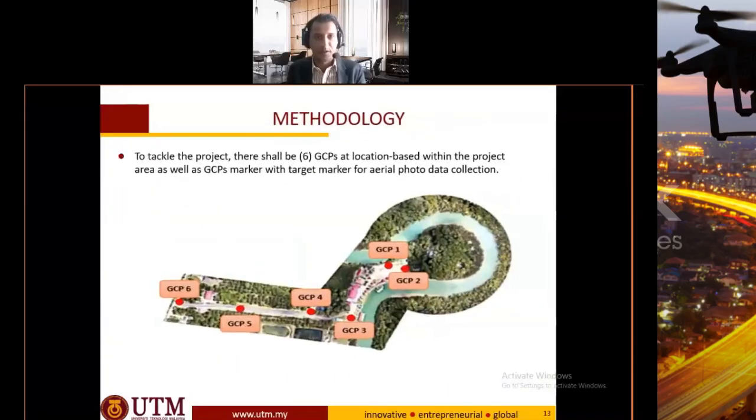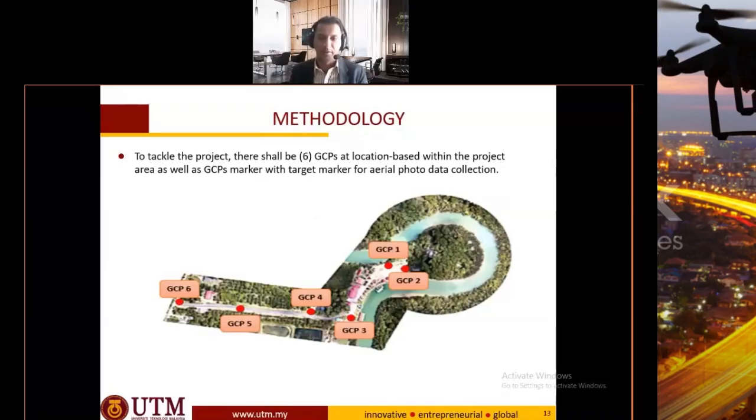So the material. To tackle the project, there shall be 6 GCPs located within the project area, as well as GCP markers with target markers for aerial photo data collection. So why 6 GCPs? This is a very critical question I have been asked, because the number cannot be determined in general. You cannot say that 6 GCPs is the best, or that more GCPs is the best, or that fewer is the best. It depends on the area of the project. So in my opinion, 6 GCPs for this project area is good enough.